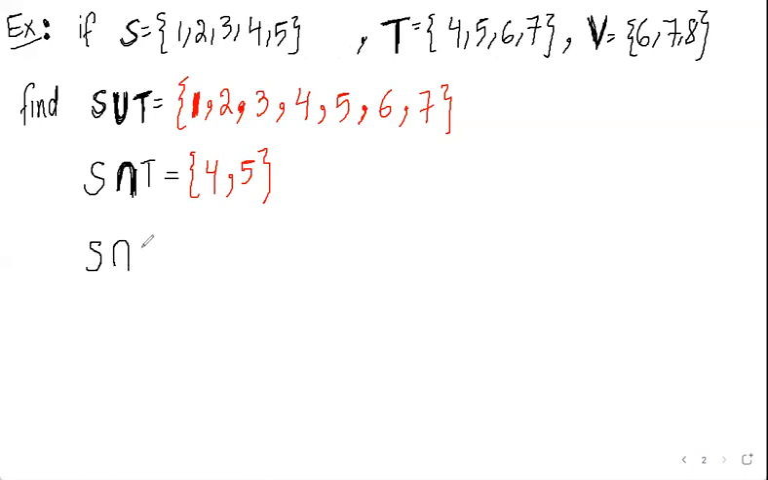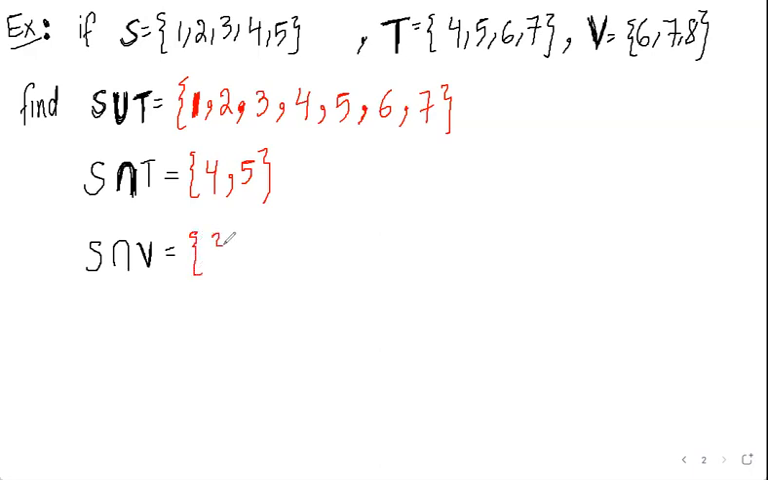Last one is S intersect V. What is the common element between the set S and the set V? Who will do this one? 7. There is none. 6 and 7. Sorry, I was looking at T and V. I'm sorry, not S and V. S and V. This one is an empty set. Exactly, so we don't have anything.